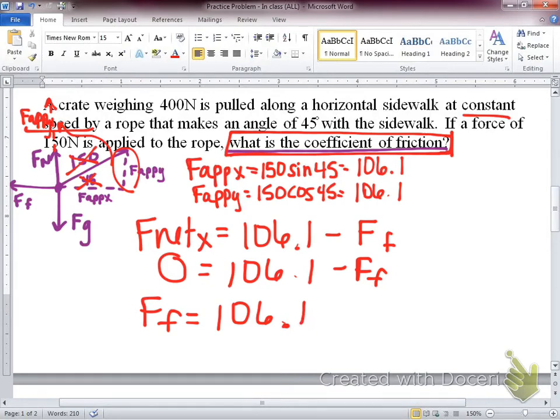Okay, but it doesn't ask us for our frictional force. It asks us for the coefficient of friction. So what's our equation for the frictional force? Good, coefficient times the normal force. Okay, and we don't know either of those things yet. We're solving for the coefficient, so we want to leave that there. But we can find the normal force. So now let's start looking at our vertical forces here, since the normal force is a vertical force.